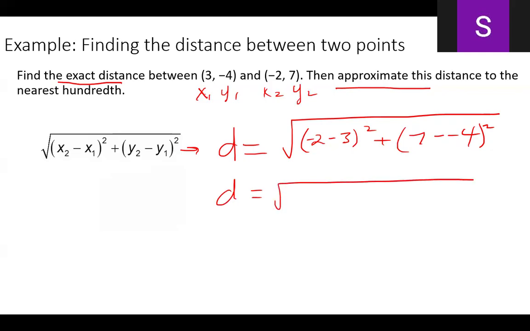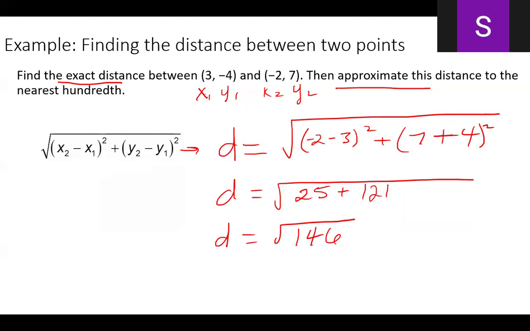-2 minus 3 is -5. -5 squared is 25, right? Positive 25, because a negative times a negative is a positive, okay? Next, we have a negative times a negative is a positive. So 7 plus 4 is 11, and 11 squared is 121. So we get D equals the square root of what is 25 plus 121. 146, right? The square root of 146.